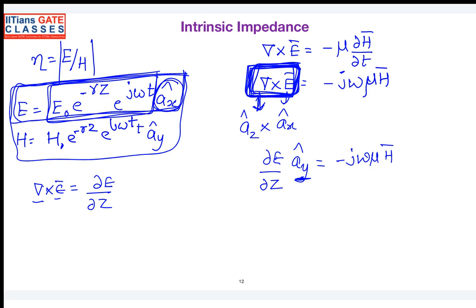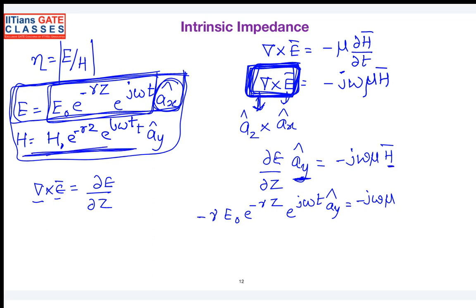So what you are going to have? Minus gamma into E naught e power minus gamma Z e power j omega t into a_y cap is equal to minus j omega mu, and the magnetic field intensity you can replace with the same formula, the second equation we already have, H naught e power j omega t into y cap. So what happens right now? If you find the value of E by H naught, what is the value you are getting?